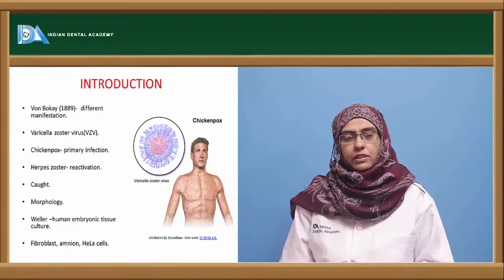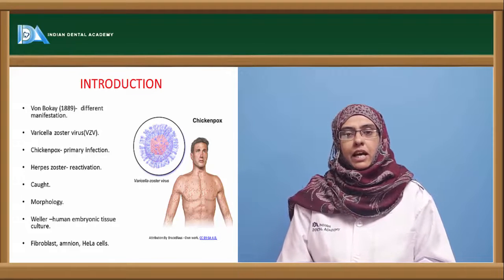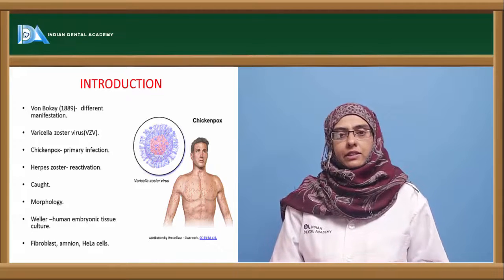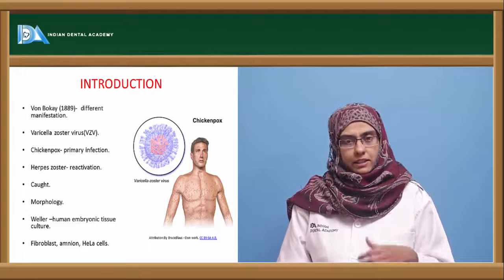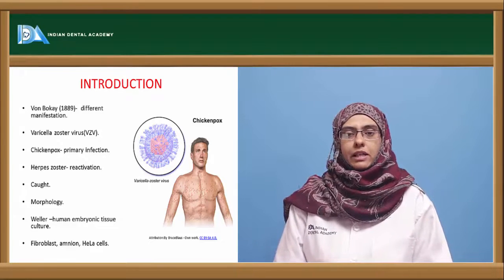Coming to the morphological structure of this organism, it is similar to that of the herpes simplex virus. It was first isolated by the scientist Weller in human embryonic tissue cultures, and it grows very well in cultures such as fibroblasts, amnion, and HeLa cells.